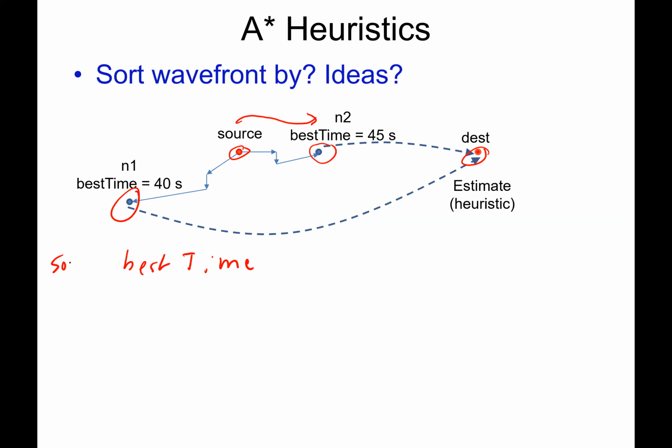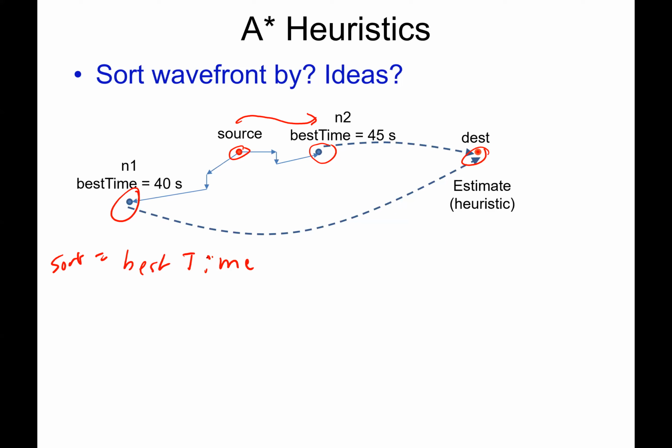Okay, so our sorting function should be something like best time should be part of it, but we should include something that guides us to look at N2 first. So maybe we should look at the distance to the destination, which we can compute quickly because we know we're inside a graph that represents a city, so we can get the positions of everything. And people came up with various ideas of how we could do that.